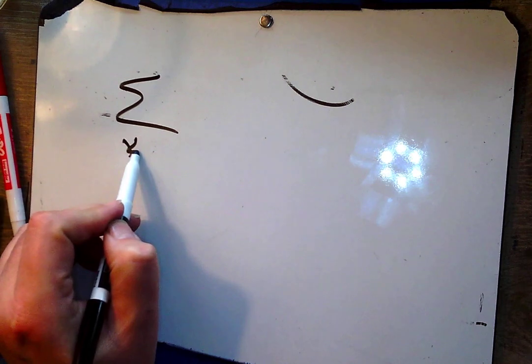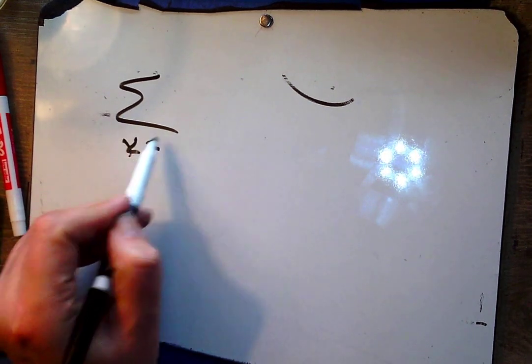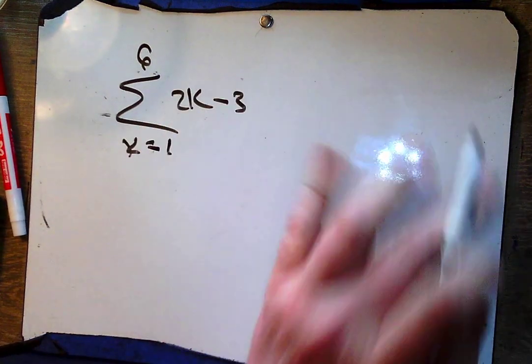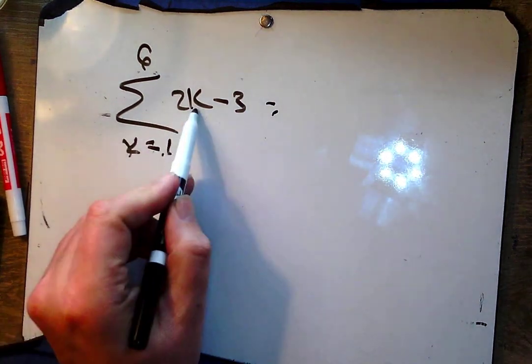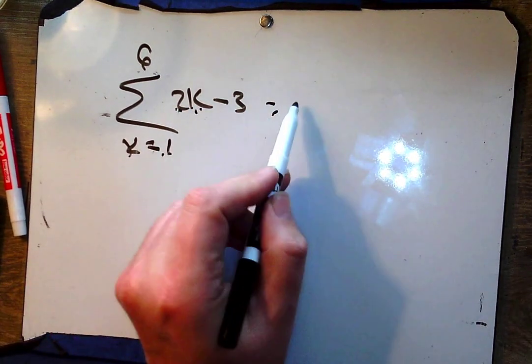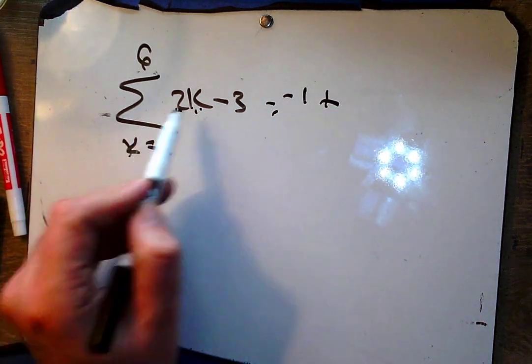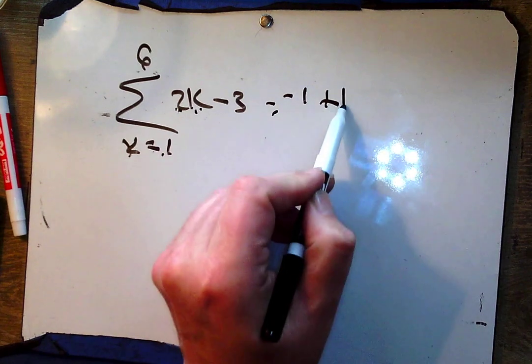Sigma k equals 1 to 6 of 2k minus 3. So I plug in a 1. 1 times 2 is 2. 2 minus 3 is negative 1. I plug in a 2. 2 times 2 is 4. 4 minus 3 is 1.